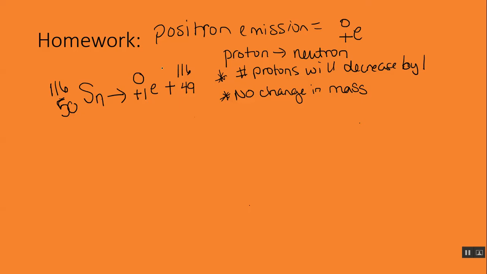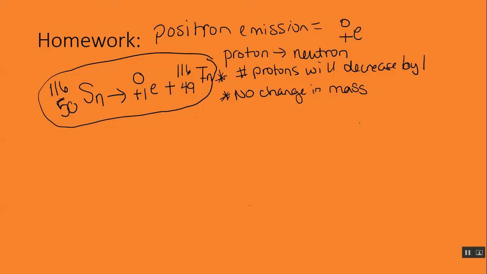Remember that all the numbers have to stay the same on both sides. We got 116 for the mass over here. We got 50 protons, and we've got plus 1 and 49, so 50 total over here. Now it's just a matter of plugging in. And we see that through positron emission, much like the electron capture we looked at previously, we will produce indium again. Alright, so that would be the first one.